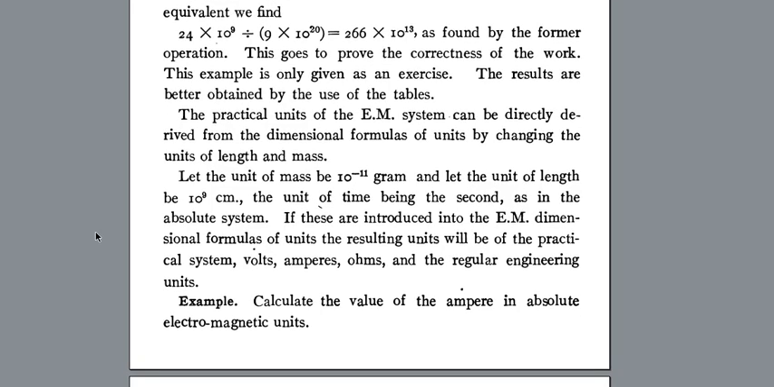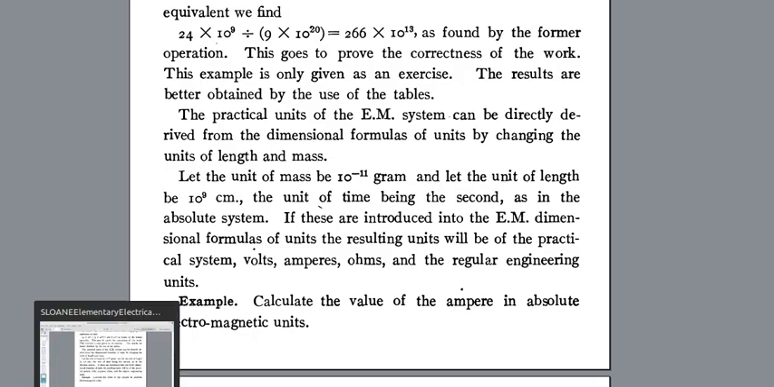Let the unit of mass be 10 raised to the power of -3 grams, and the unit of length be 10 raised to the power of 9 centimeters, with the unit of time being the second, as in the absolute system. If these values are introduced into the electromagnetic dimensional formulas, the resulting units will correspond to the practical system: volts, amperes, ohms, and other regular engineering units. Calculate the value of the ampere in absolute electromagnetic units.